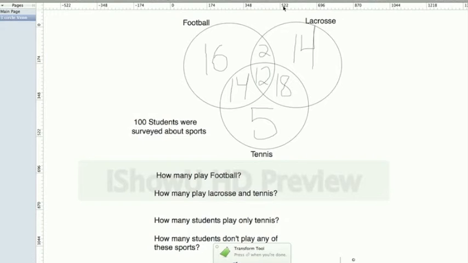To figure out how many students didn't play any of these sports, you have to take all the numbers in the Venn diagram and subtract them from 100. So all these numbers added up is 81. You subtract 81 from 100 and you get 19 students that didn't play any of these sports.